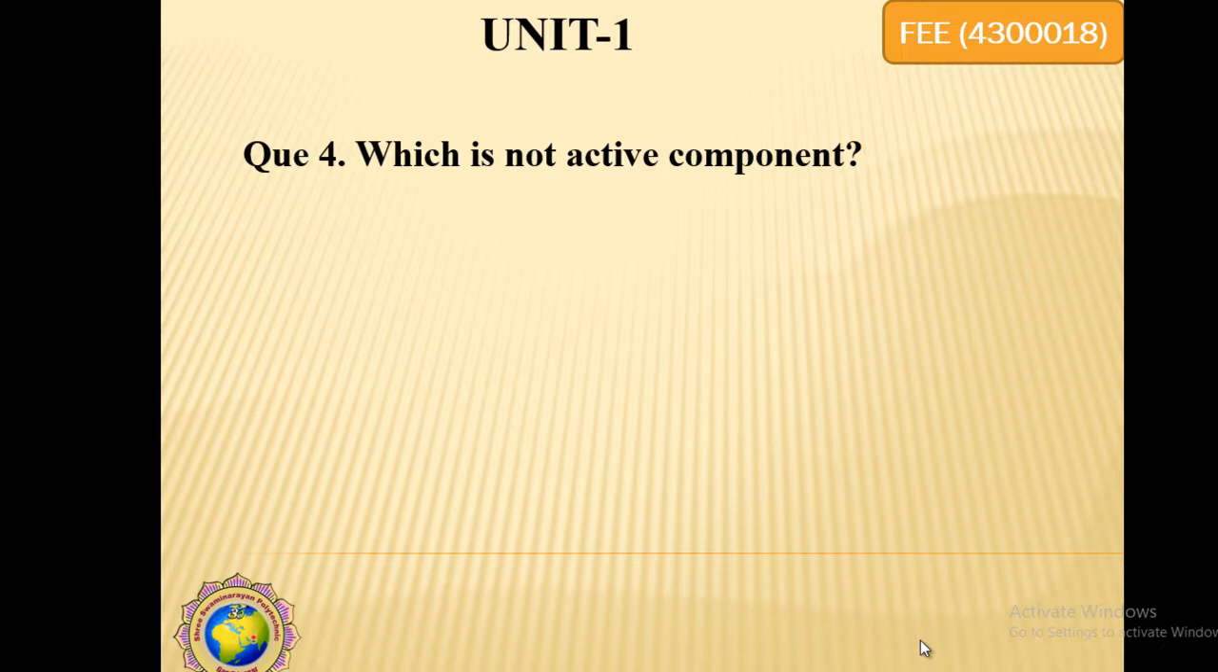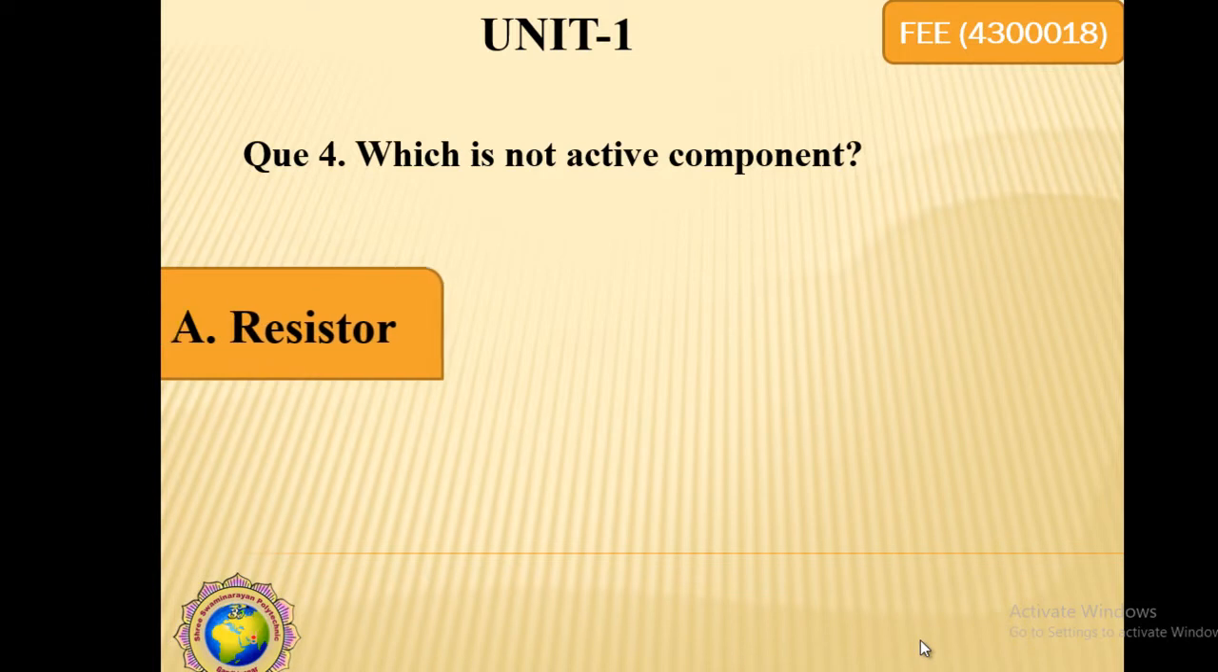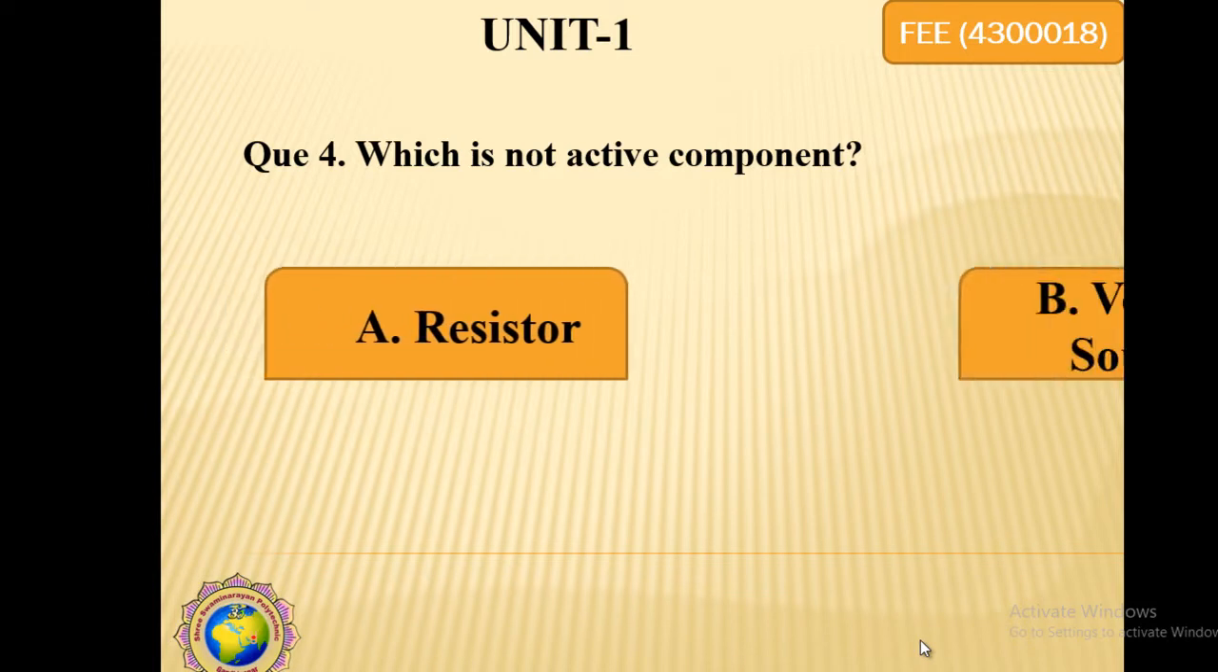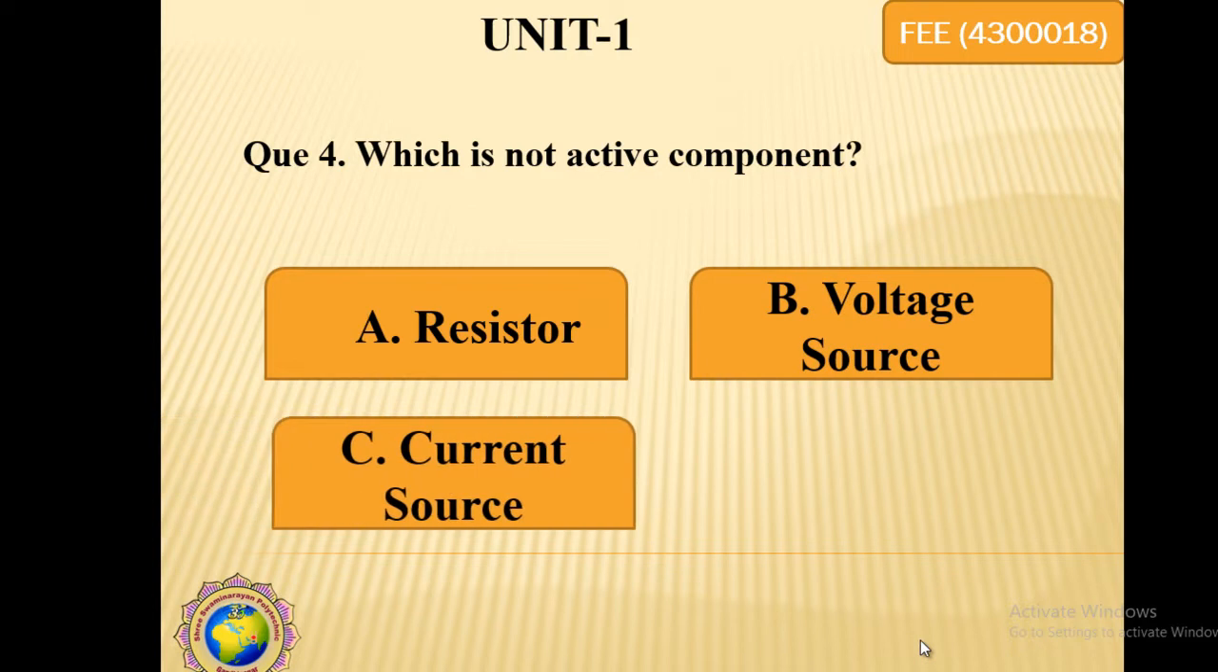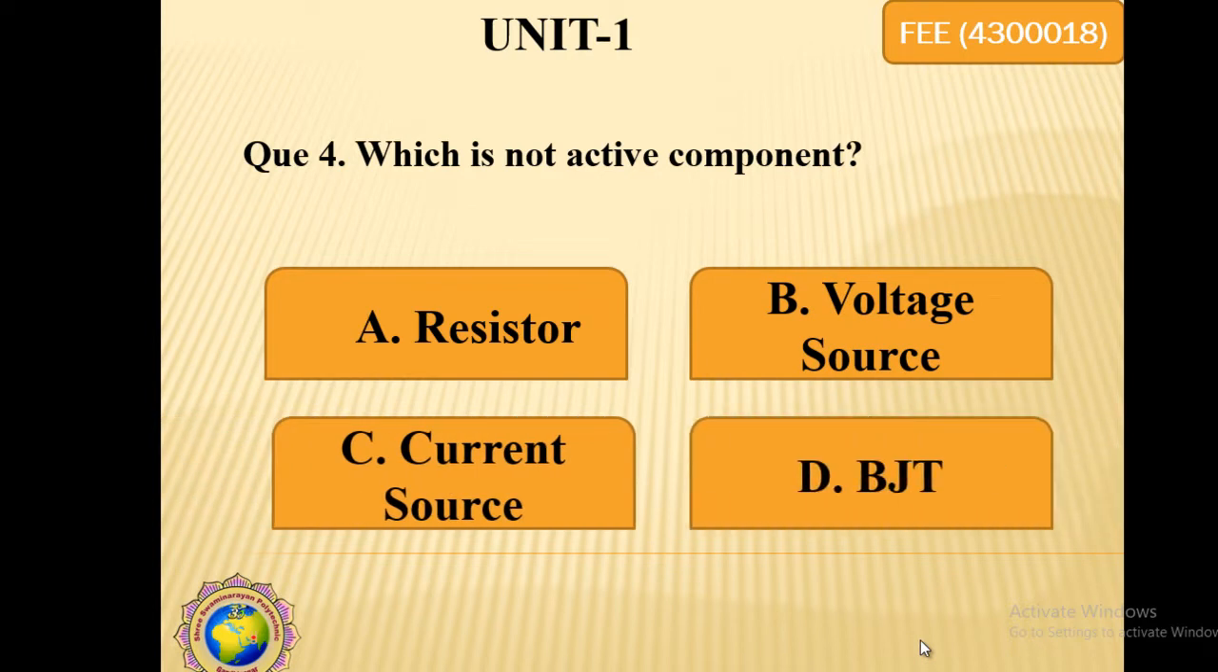You have to find the component that is not an active component. A. resistor, B. voltage source, C. current source, and D. BJT. BJT means bipolar junction transistor. It's another name of the transistor.